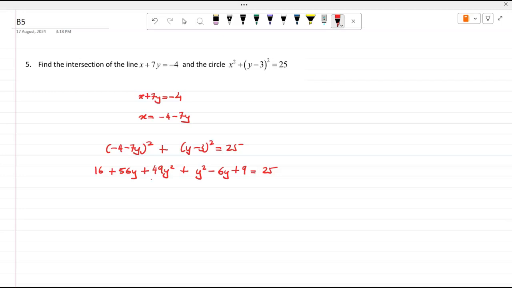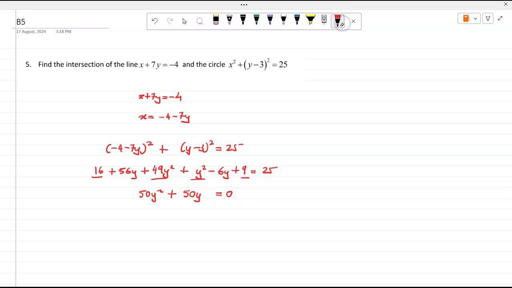Okay. So now we combine 49y square plus y square, so 50y square, plus 50y, is equal to 0, because 16 plus 9 is 25, and this will come here as minus 25. So that will become 0. So this is my equation. Now you know how to solve this?